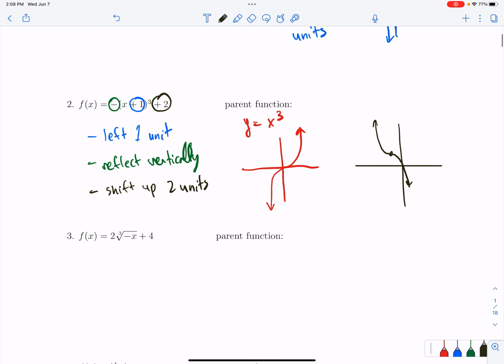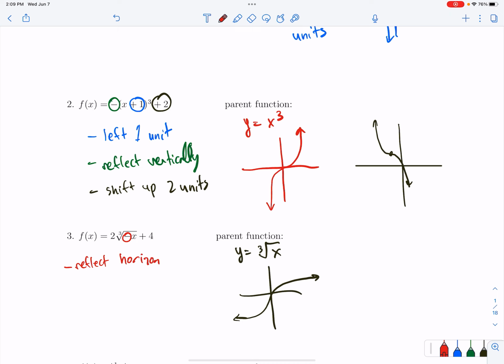It's hard to be precise, but that's the general idea. The next one, we have this cube root function. So the parent function is going to be cube root of x, and that graph looks something like that. And let's go through the transformations. We have this negative here. That's going to reflect horizontally. In other words, it's going to reflect about the y-axis. So that graph now would look like that after the reflection horizontally takes place.